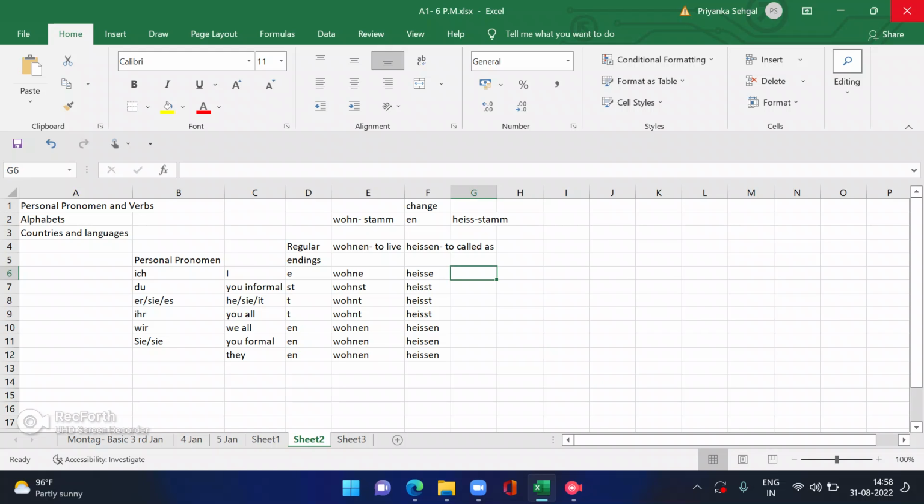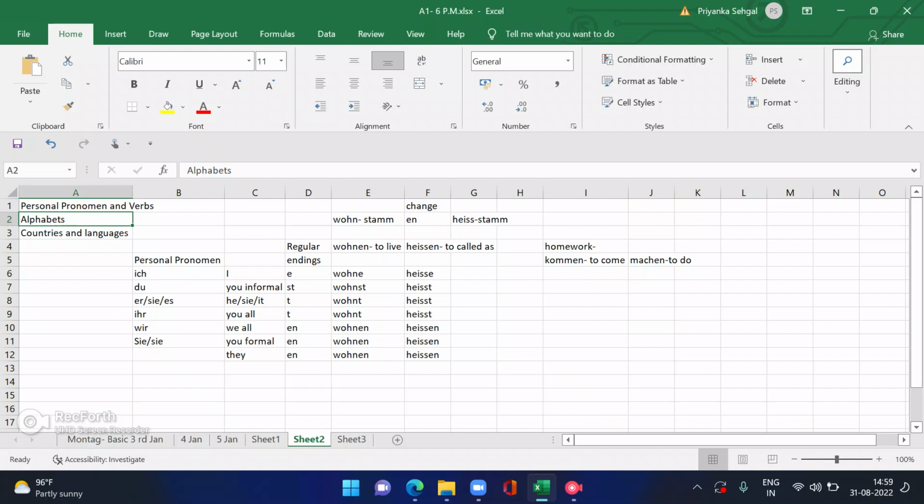I am going to give you 2 verbs to conjugate that you have to write and send to me in the group, or you can send it to me personally as well. Homework will be for kommen and machen. You have to conjugate them the same way I did this. What is machen? To do. Kommen is to come. Then you can send it to me. I hope these personal pronouns and verbs are clear. And if not, you can always ask me. Then let's do the next topic, that is the alphabets.